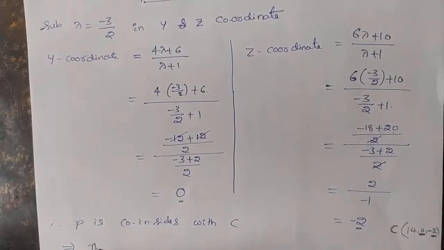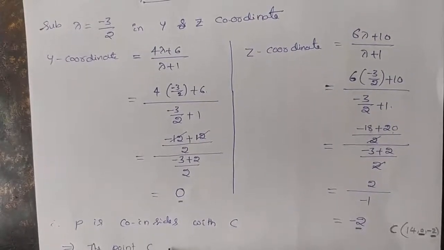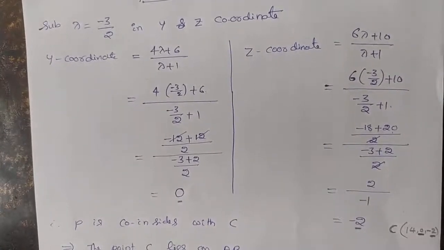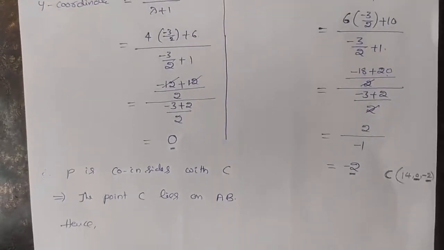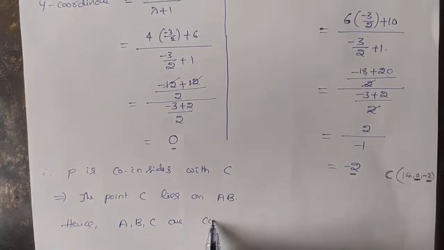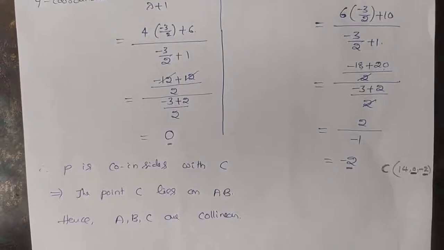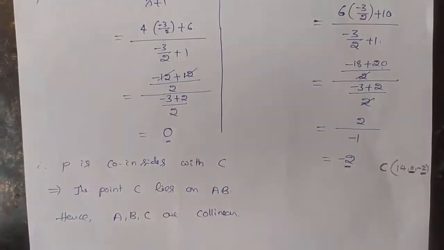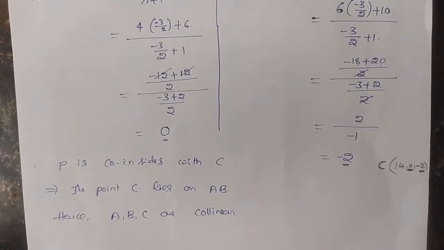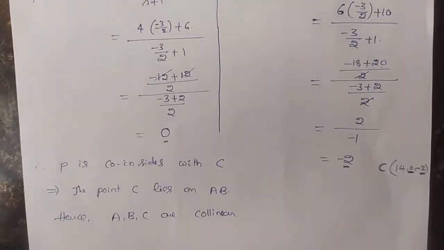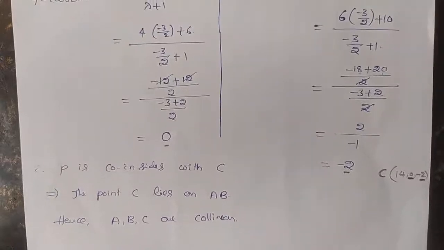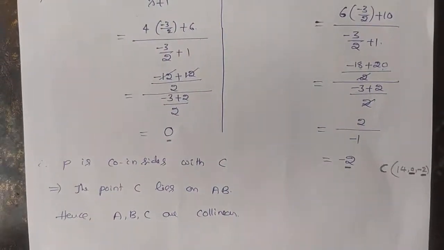Which implies that the point C lies on AB. Hence A, B, C are collinear. Do you understand? So this is the concept of proving that the given points are collinear by using the method of the section formula. Next, we will move on to some other question.